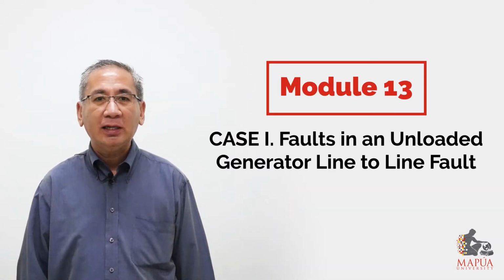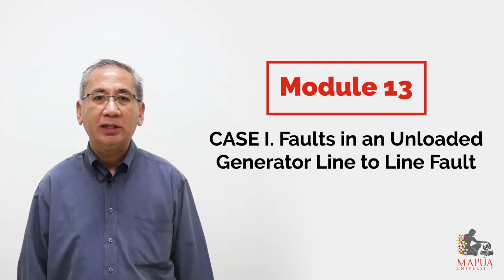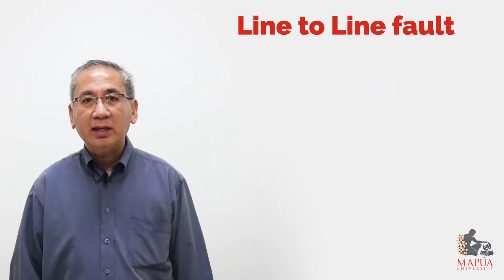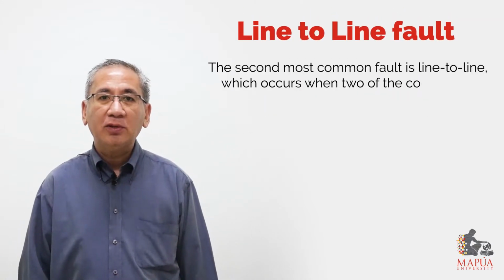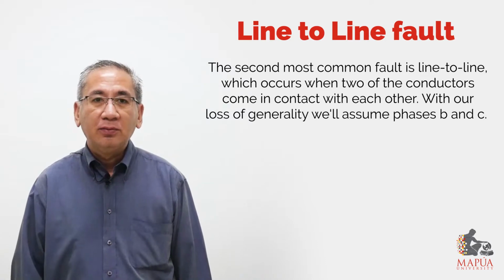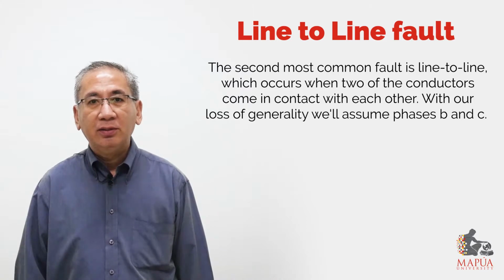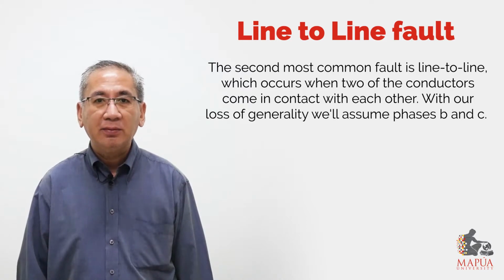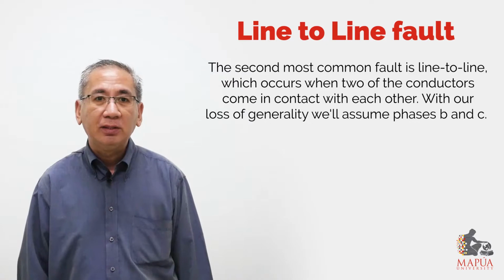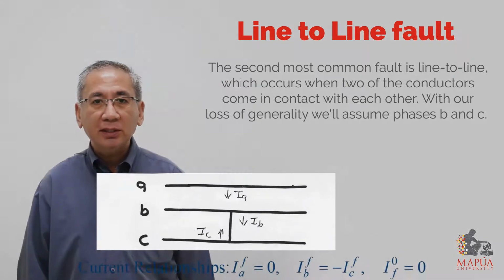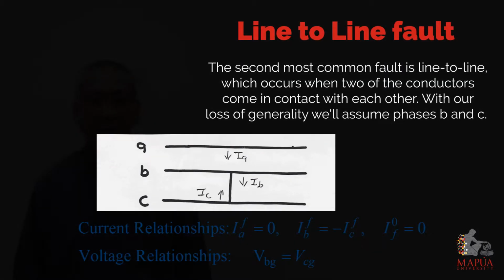Module 13 is about Case 1, faults in an unloaded generator, line-to-line fault. What is a line-to-line fault? The second most common fault is line-to-line, which occurs when two of the conductors come in contact with each other. With our laws of generality, we'll assume phases B and C to be the faulted lines. So in this diagram, we have a three-line system wherein line B and line C are in contact.